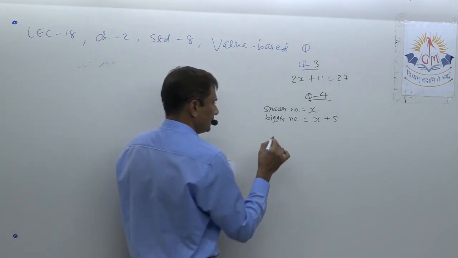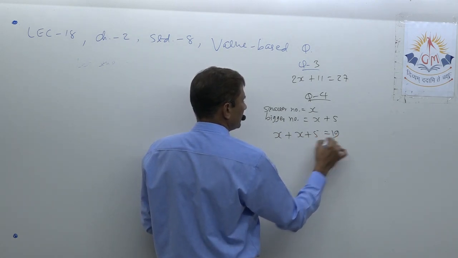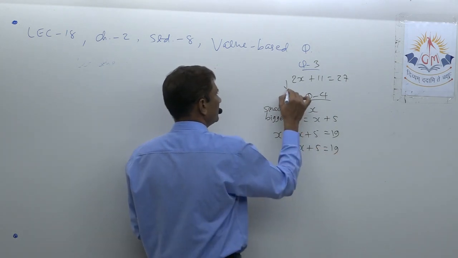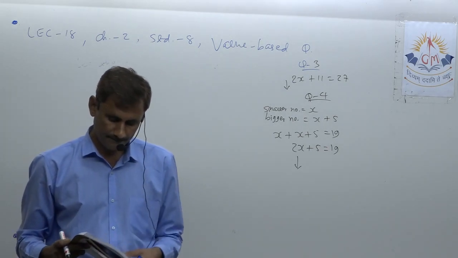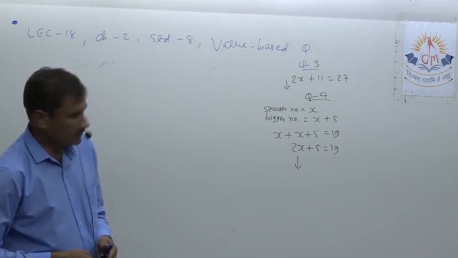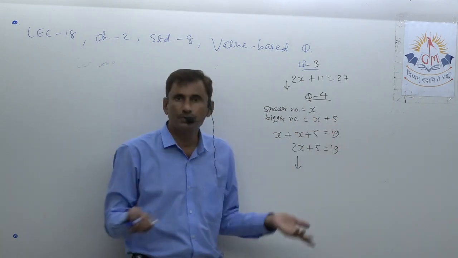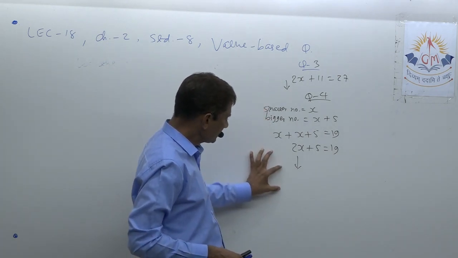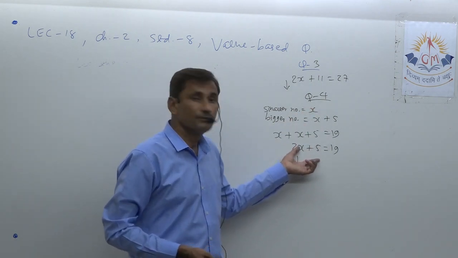If their sum is 19, so make the sum x plus x plus 5 equal to 19. So it will be 2x plus 5 equal to 19. Now you have to solve it. So it will be your smaller number. Then you will get the bigger number also. So smaller and bigger both you will have. Whatever is here, you write at last, but instead of x write its value, what you got here.